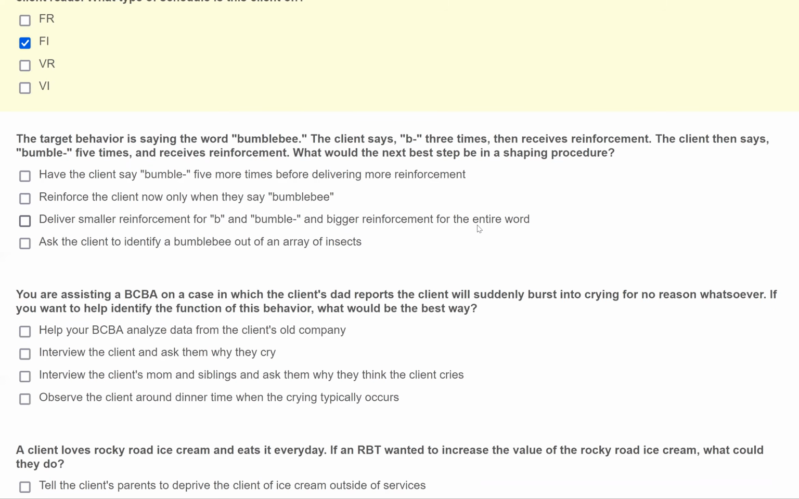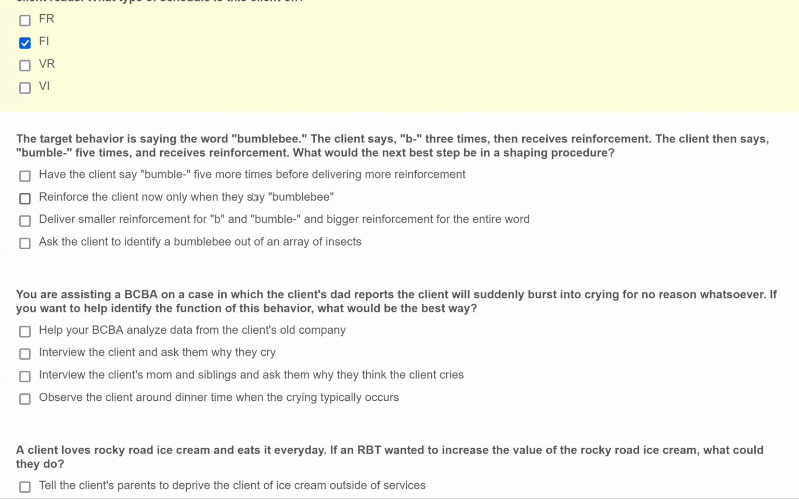Our terminal behavior in this case is the word bumblebee. We've already had the client say buh 3 times. The client has said bumble 5 times. Now, what do we want to do with shaping? We want to continue strengthening this behavior until the whole word is said. So what's the next best step here? A, have the client say bumble 5 more times before delivering more reinforcement. It's not necessary. We already know they can do it. They've already received the reinforcement.